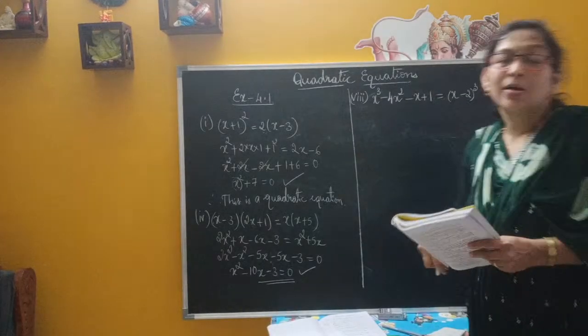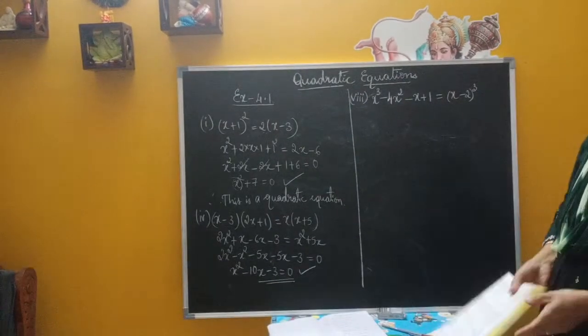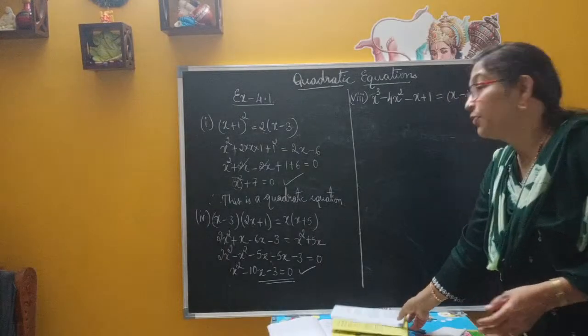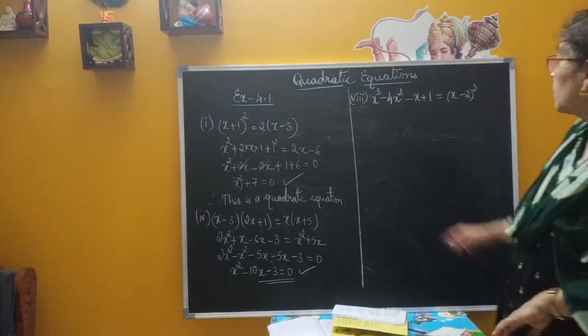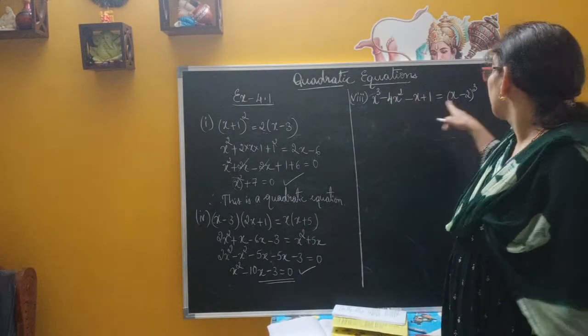Problems are simple only if you know the identities. If you don't know the identities, it will definitely be difficult. Okay. So x cube we have here.